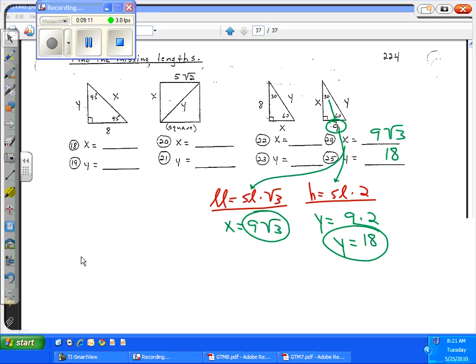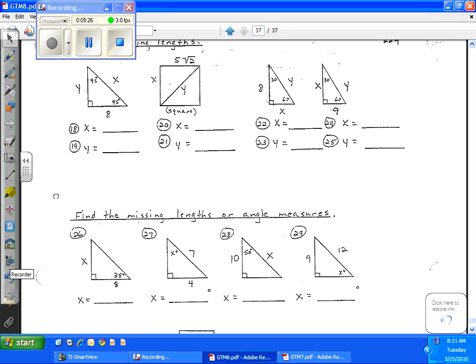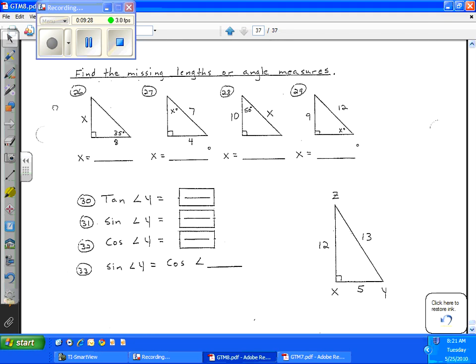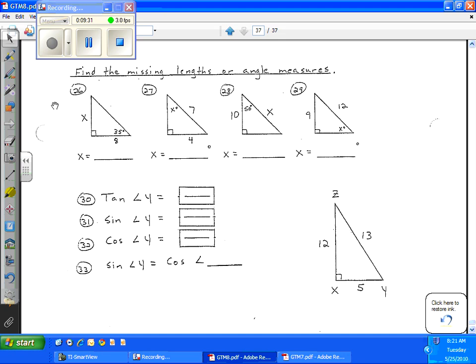Special right triangle rules, 30, 60, 90, 45, 45, 90. You need to memorize the formulas and memorize the ratios. I need you to be able to use the formulas to solve, and I need you to be able to use the dimensional analysis approach or the scale factor approach to solve. Okay? So now we're looking for missing lengths and angle measures of non-right triangles.